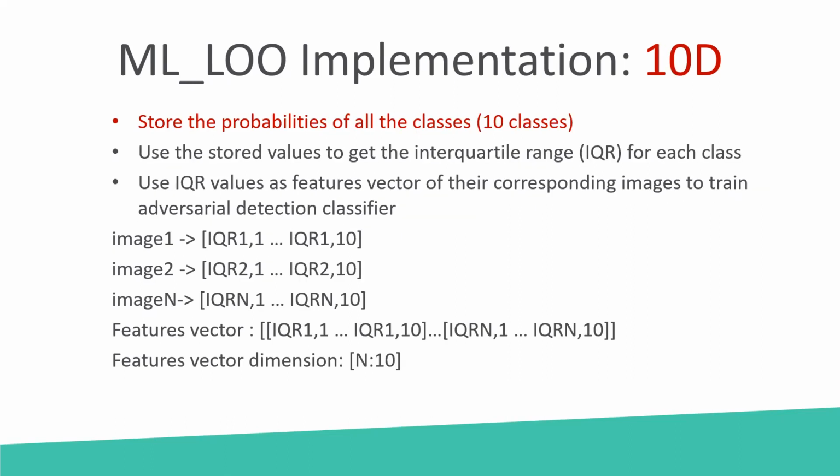Now, the second sub-approach, we call it the 10D. Here, upon passing the image with the 1 blackout pixel, we store the probabilities of all the classes, which in the case of CIFAR10 dataset, we have 10 classes. And also, once we're done going over all the pixels, we use the stored values to get the interquartile range for each class. So each image will have a corresponding vector of 10 IQR values. Similarly, we use the IQR values as the feature vector of their corresponding image to train the adversarial detection classifier. So our feature vector will look something like this, and it will have n by 10 dimension.